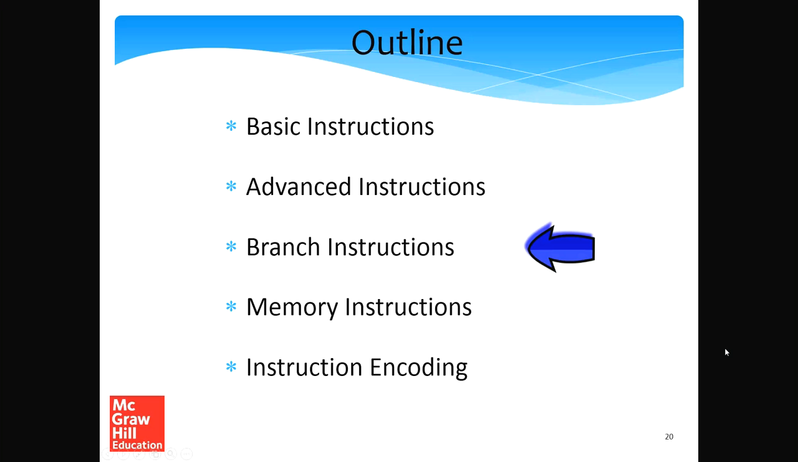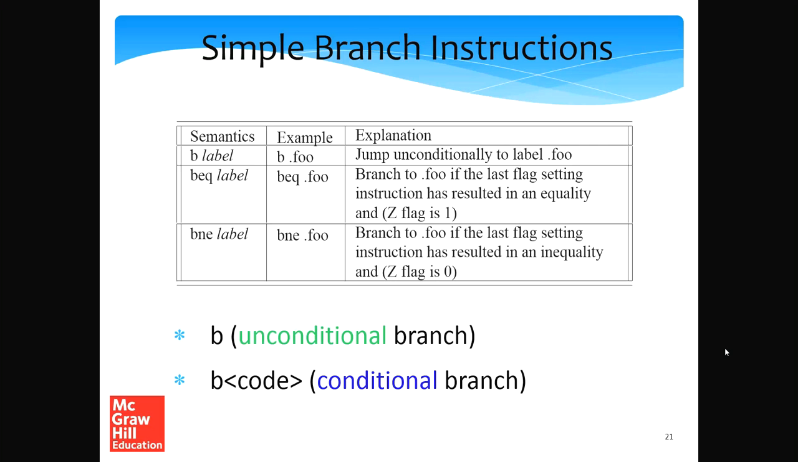Now let's move to the more interesting part of the ARM instruction set that deals with branch instructions. We need branch instructions to implement if statements, for loops, while loops, and almost any kind of program where we need to make a decision on the value of a certain variable. So ARM, like simple RISC, supports some very simple branch instructions. There are some complicated ones as well, but let's take a look at the simple ones.